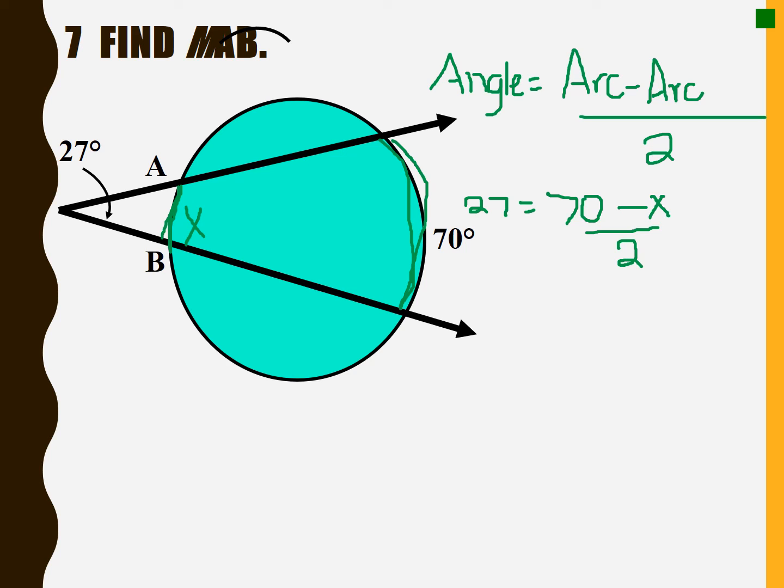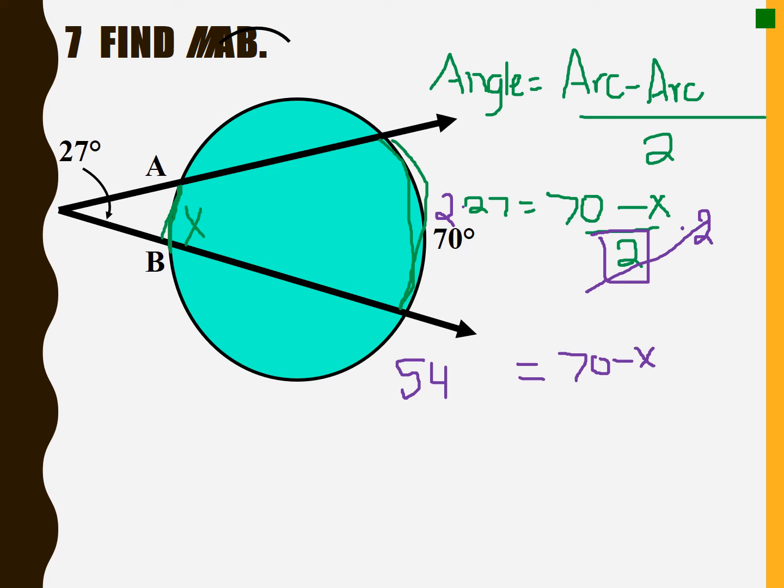This is another solving equation problem. So again, we have to get rid of the denominator. You always get rid of the denominator first. So we're going to times it by 2 on both sides. The 2's become 1, so we're left with 70 minus x on one side, and then 27 times 2 gives us 54 on the left side.